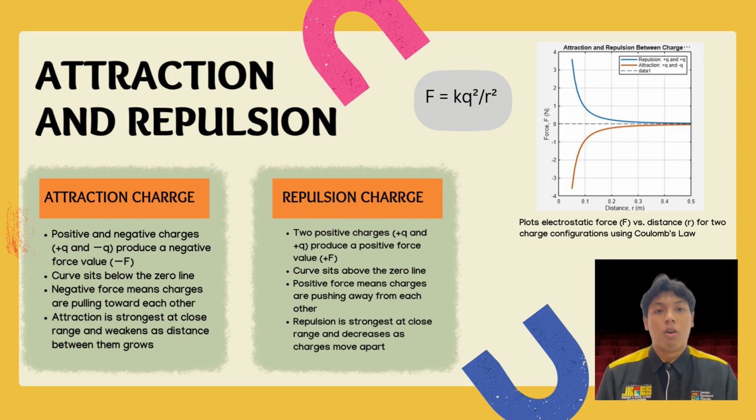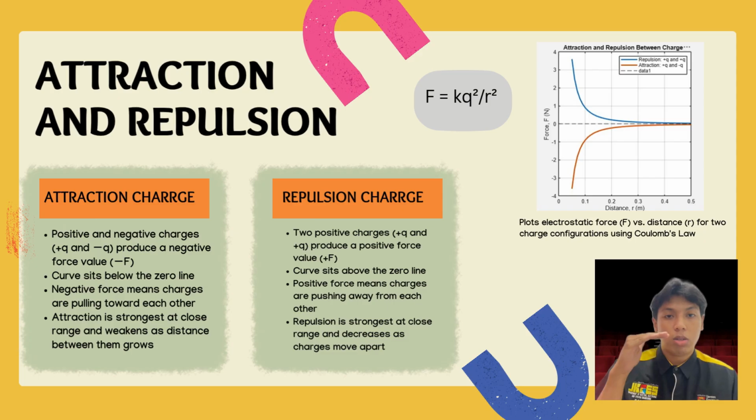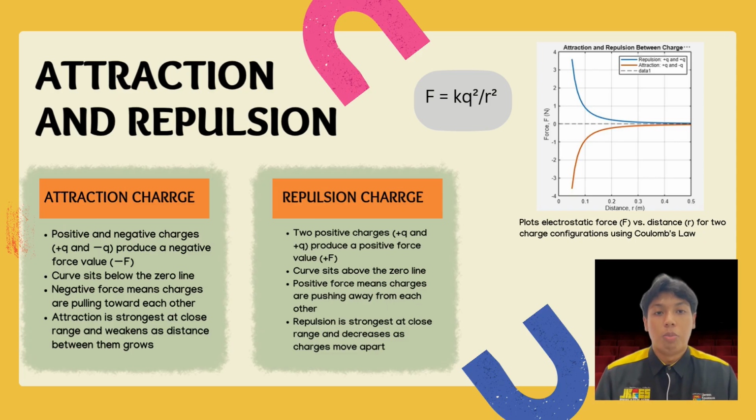Looking at the graph on the right, it plots electrostatic force against distance for two charge configurations using Coulomb's law. Starting with attraction, when positive and negative charges interact, they produce a negative force value. The red curve sits below the zero line, meaning the charges are pulling toward each other. This attraction is strongest at close range and weakens as the distance between them grows.